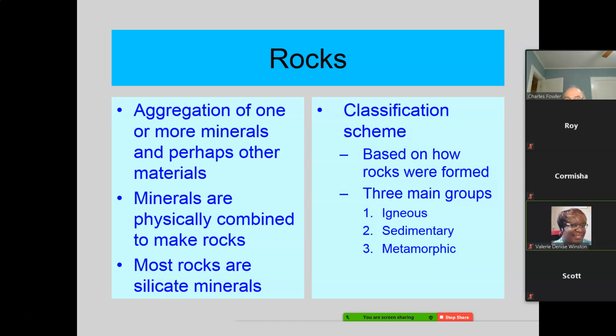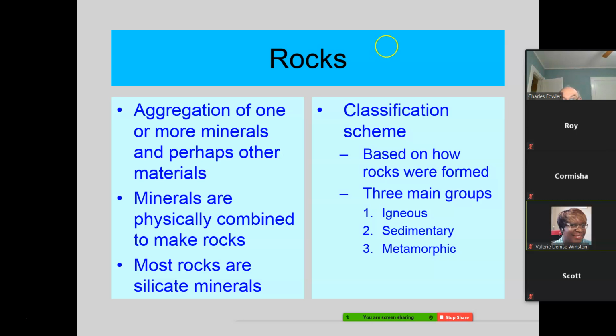Remember I said minerals were the building blocks of rocks. You could have one or more than one mineral in a rock. But also rocks allow some other materials that may not be minerals. Okay? Minerals are physically combined to make rocks. Now when they say physically combined, that doesn't mean chemically combined. There could be some chemical features to it, but it's mostly a physical combination. For instance, they are glued together, okay?